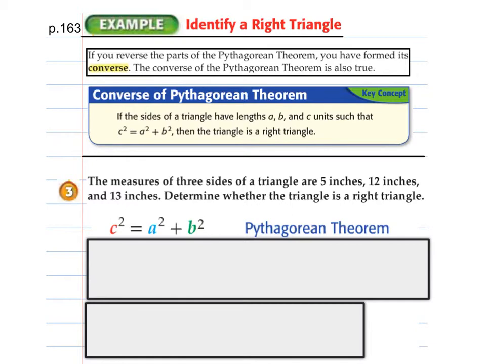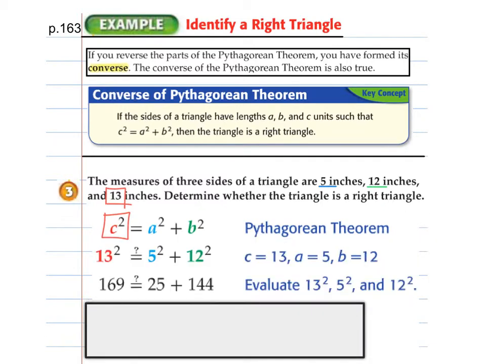Let's try an example of that. The measures of 3 sides of a triangle are 5 inches, 12 inches, and 13 inches. Determine whether the triangle is a right triangle. So, looking right off the bat, I know that a is going to be 5, b is 12, and c is 13. 13 is the longest length, and so I automatically knew that was my hypotenuse. And I like to do the smaller size for a and then the slightly larger leg for b. Personal preference. You can rearrange a and b, still get the same answer.